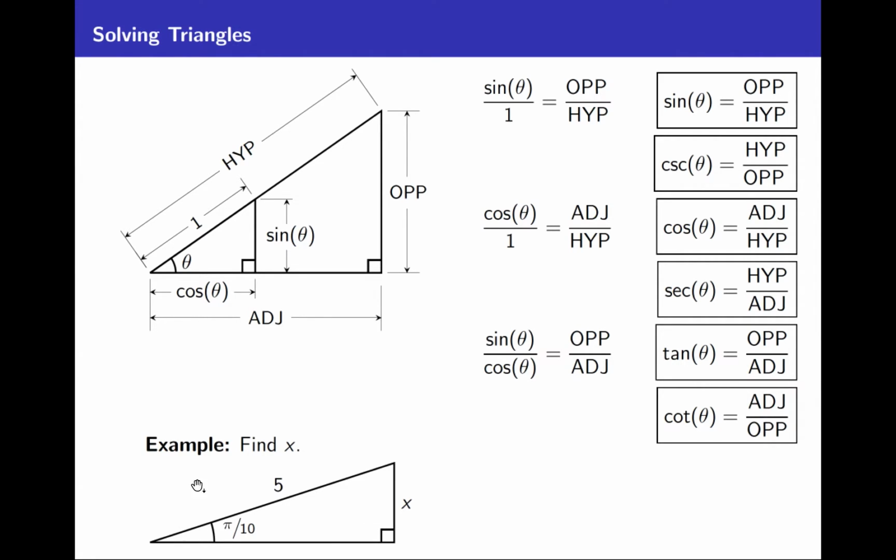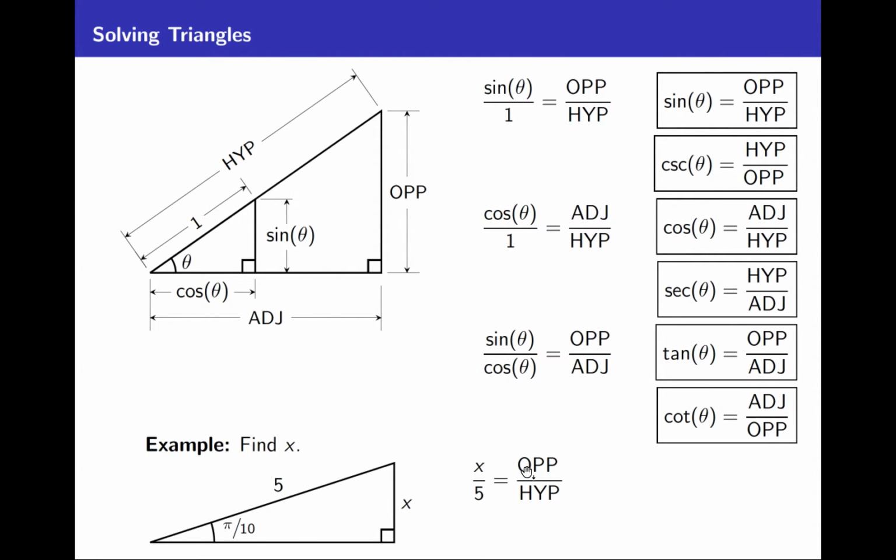As an example, here's a triangle. The angle at this point is pi over 10 radians. The hypotenuse is 5, and this opposite side is labeled x. And the problem is to find x. How long is x, given the information that we have given here? Now, to figure that out, you'll notice that the side in question is the opposite, and you know the hypotenuse, and the angle is pi over 10.